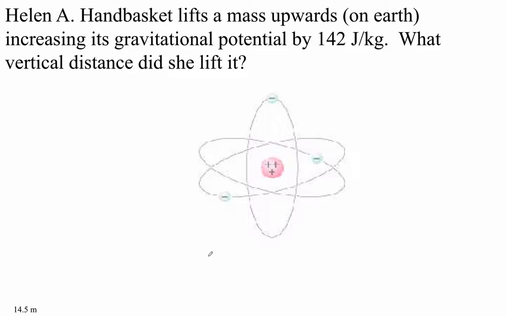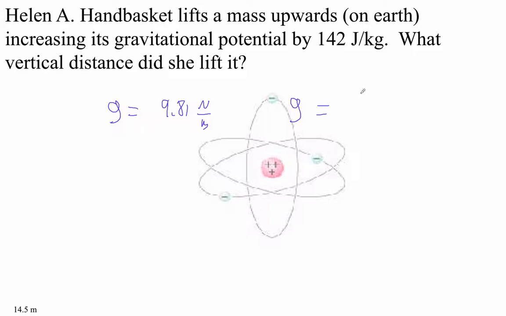Looking at this problem, I need another number. The other number is, of course, that g is 9.81 newtons per kilogram. Okay, so let's see. What vertical distance is she lifted? All right, so what do we have?